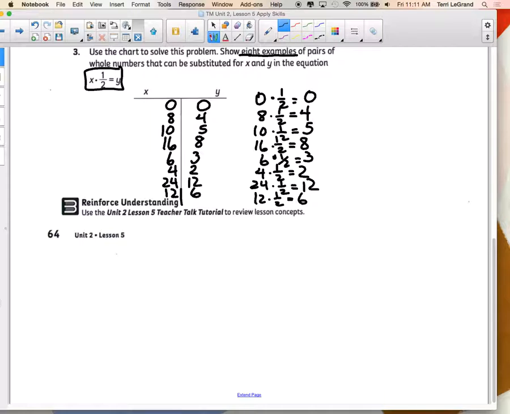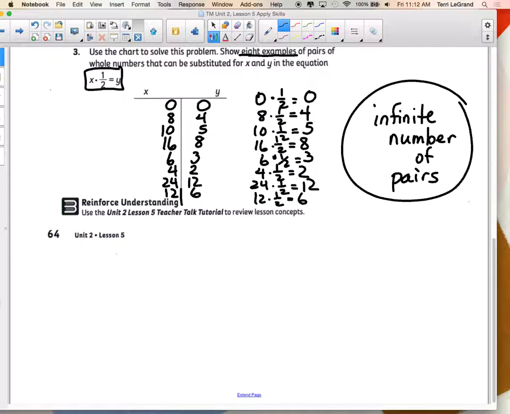Could we keep going? Have we exhausted all the even numbers for x yet? No, there's a ton more, aren't there? So what are we going to say? Infinite number of pairs. So in other words, again, we have to understand sometimes there's only one value for the variable. Sometimes there's a limited set of values for the variable. And sometimes there's an infinite number of values for the variable. Okay, no questions?